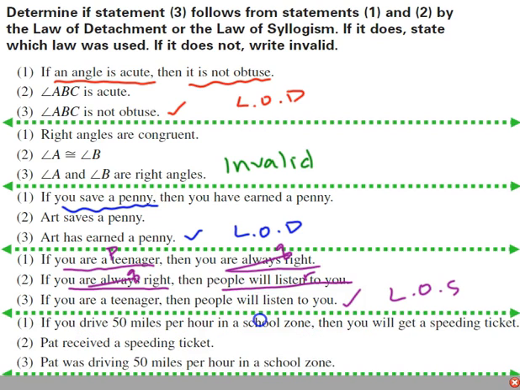Then let's take a look at this last example. If you drive 50 miles per hour in a school zone, then you will get a speeding ticket. Pat received a speeding ticket. Can we conclude that Pat was driving 50 miles per hour in a school zone? The fact we are given did not verify that P, our hypothesis, was true. Therefore, we can't conclude anything. Pat could have gotten a speeding ticket somewhere else, or driving more than 50 miles per hour. So this is an invalid statement.